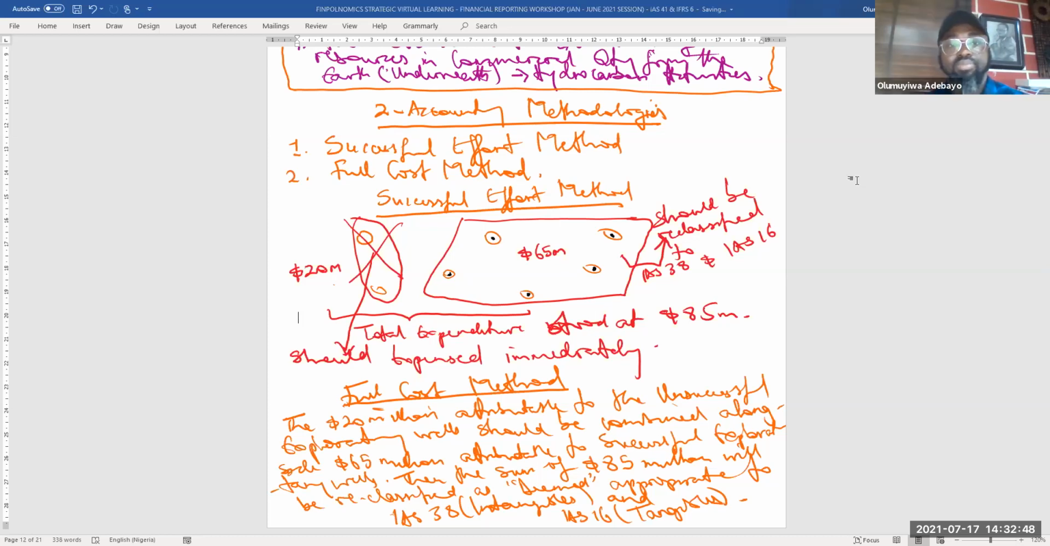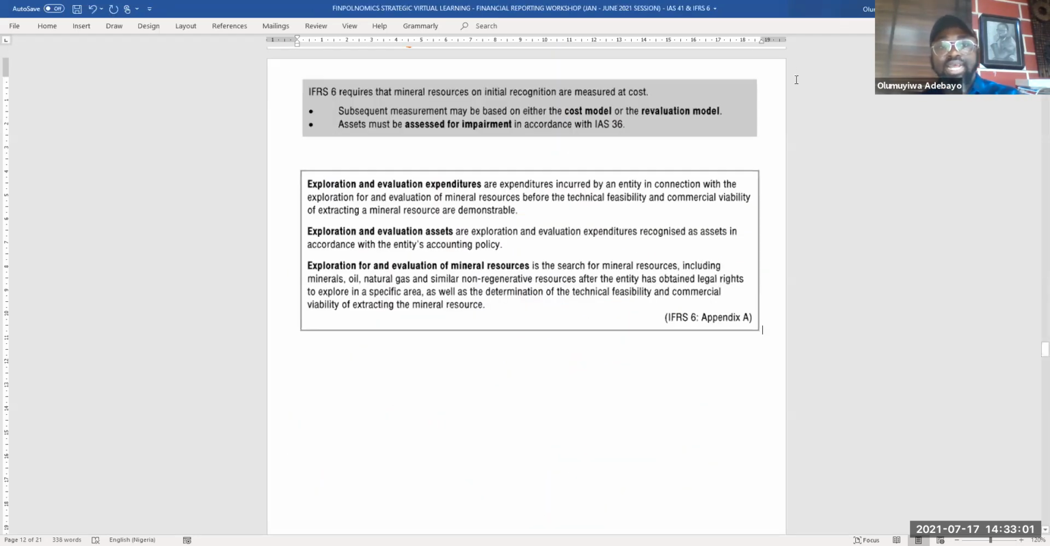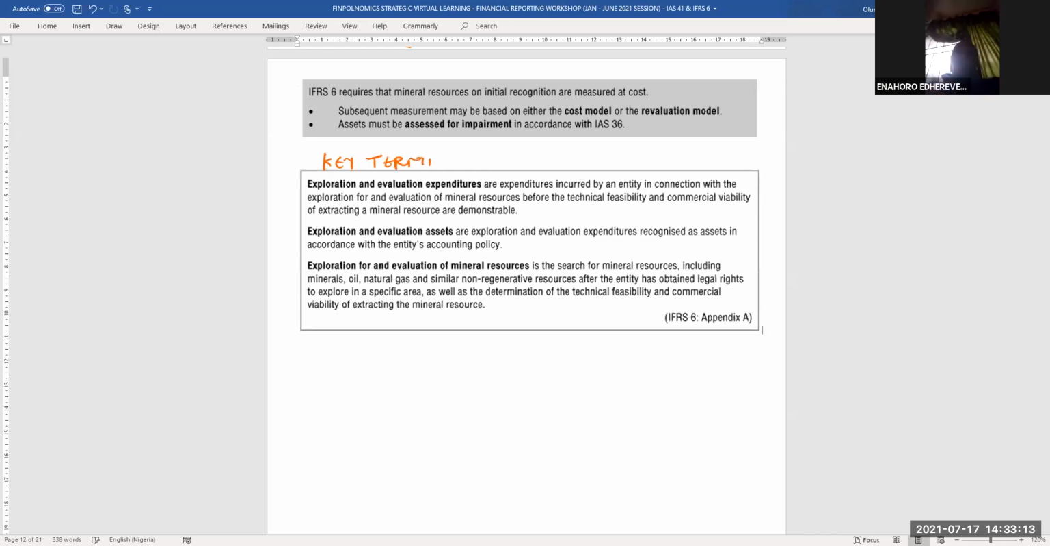Now, let's look at what IFRSs applied to again. Can someone read it out for us? Okay, IFRS 6. I read. Just a minute, sorry. It's not coming up. Okay.